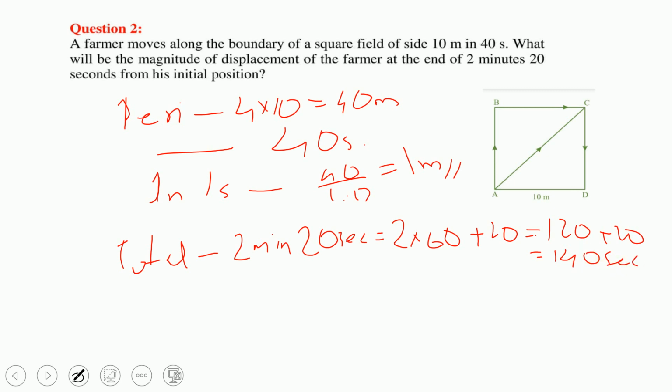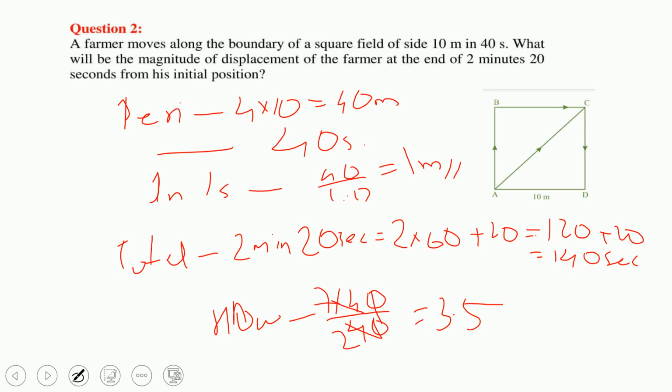Now we know that in 140 seconds it is completed. For one round it takes only 40 seconds. So how many rounds did it take? We can say it is 140 upon 40, which is equal to 3.5. Understand? It took 3.5 rounds.